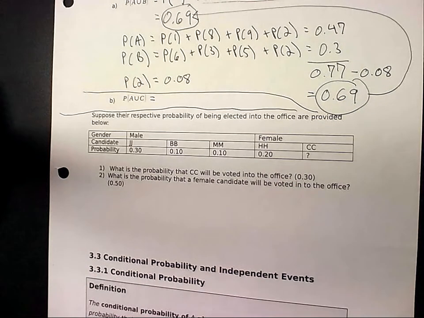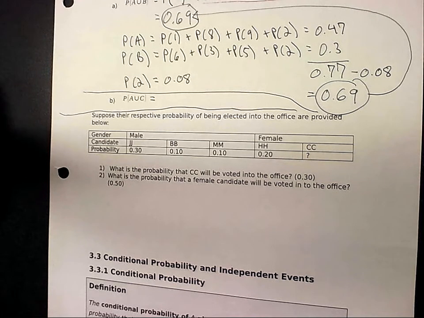But suppose the respective probabilities of being elected into office are provided below. So you have different candidates. You have male and female candidates. And here your male candidates are J, J, B, B, and M, M, and your female candidates are H, H, and C, C. And then it says here you have the probability that these candidates are going to be elected into office with these probabilities. And obviously one of the probabilities over here is left off. So the first question is asking us to find the probability that CC will be voted into office.